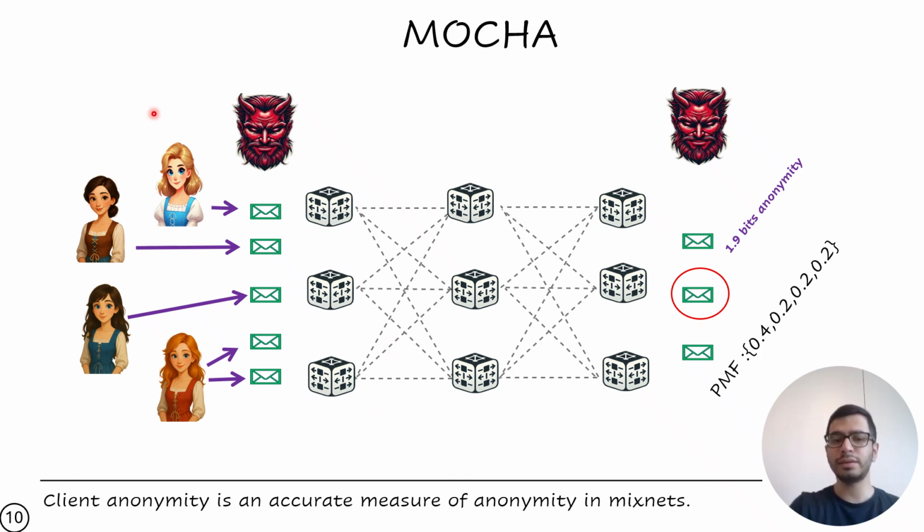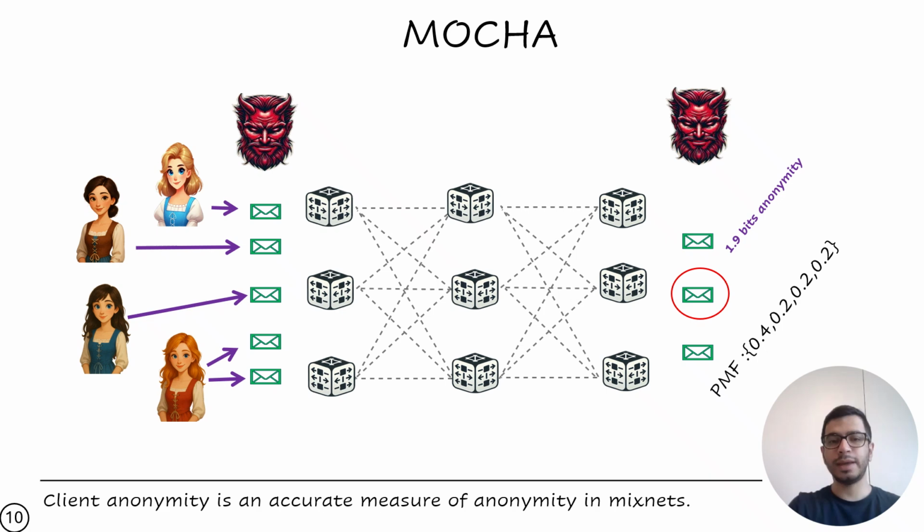For instance, in this example, the adversary can target this message and think that, okay, there are 4 clients forwarding messages to the mixed network. 3 of them generate only 1 message and another generates 2 messages. So this can be the empirical distribution of this message being generated by any of these clients. And in the end, this probability distribution will be considered and its entropy will be computed. For instance, in this case, the entropy is 1.9 bits. And this can be a notion of anonymity in MOCHA.